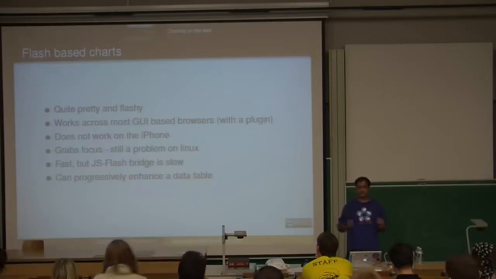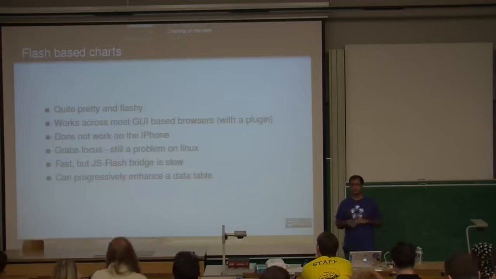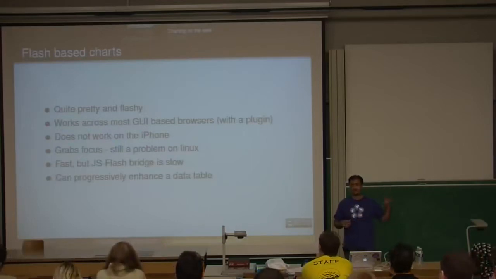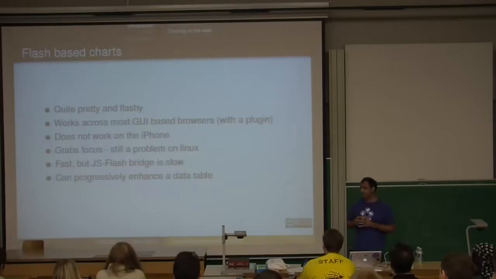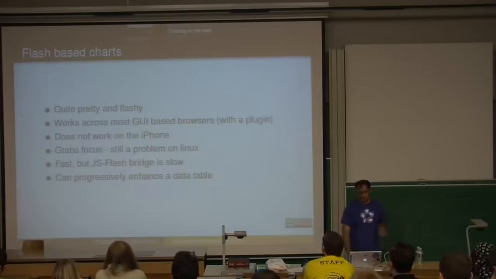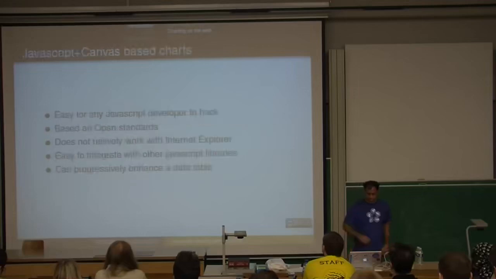Flash on its own is fast, but when you want to interact with it through JavaScript, there's that Flash to JavaScript bridge, which can be slow, especially when you're doing two-way interaction. So for example, you want to attach a JavaScript-based event handler to a Flash event. That's really slow. And another cool thing is you can progressively enhance a data table. So you have data in an HTML table. You can tell your Flash to read the data out of that using some kind of toolkit.